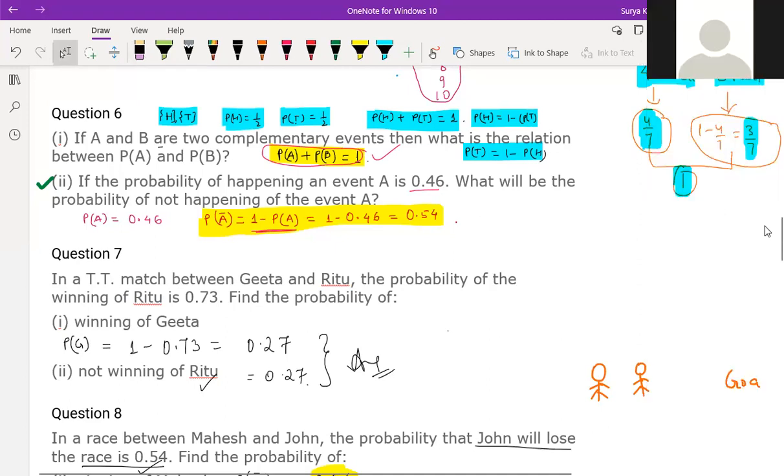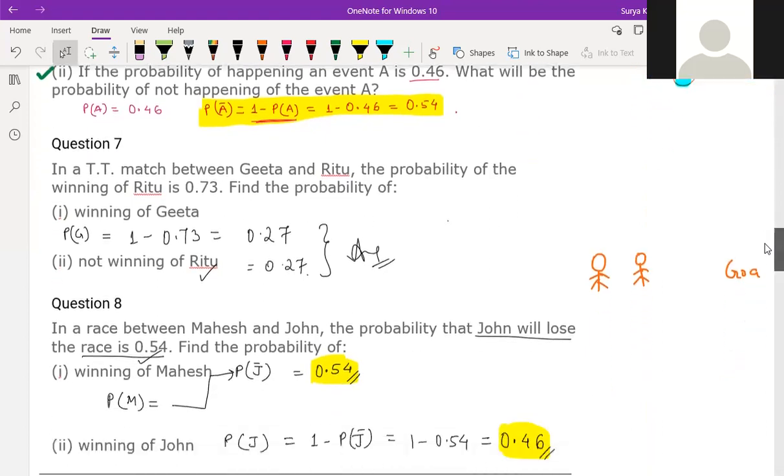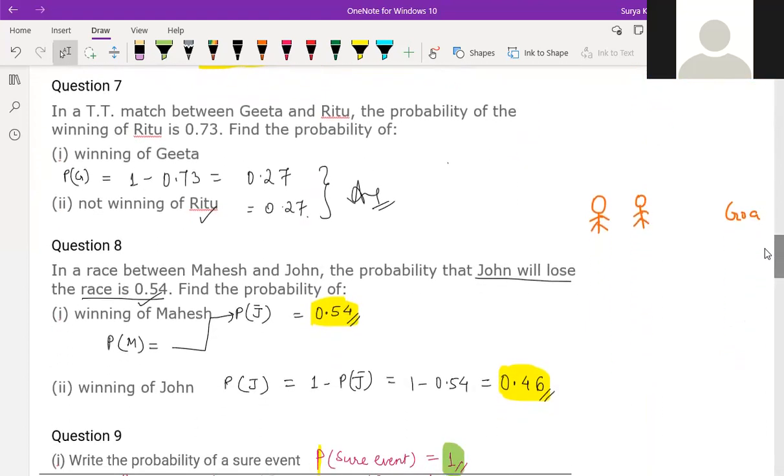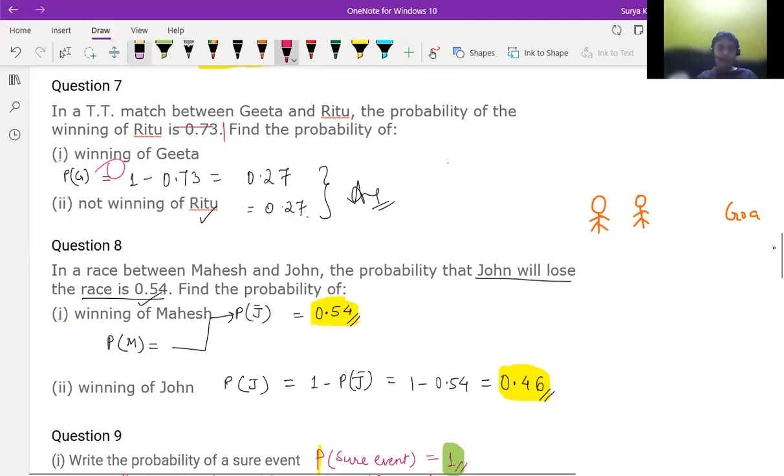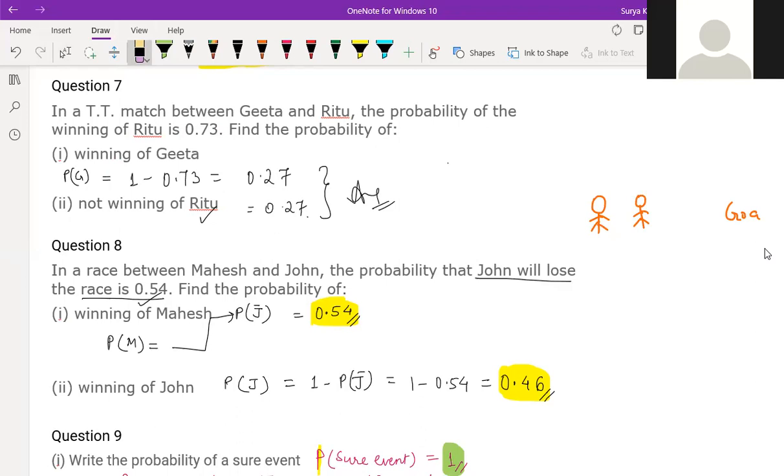Next, question number 7 is based on that only. In a TT match, a table tennis match between Geeta and Ritu, the probability of Ritu winning is 0.73. So what is the probability of Geeta winning? 1 minus 0.73. If they give in the question that the probability of Ritu winning is 1, the probability of Geeta is what? 0. Like that only you should think. Both should add up to 1, if they are complementary events.